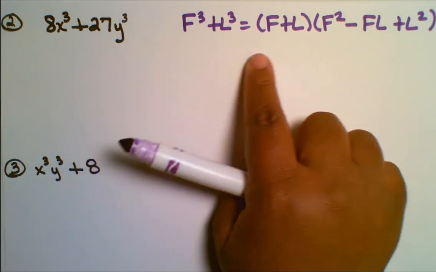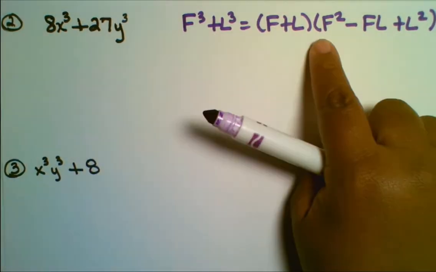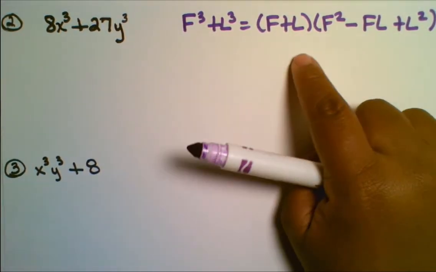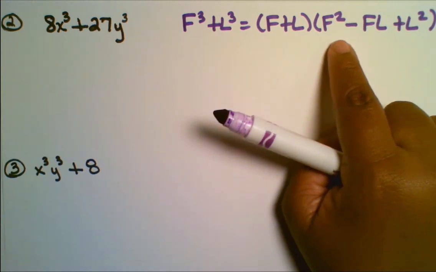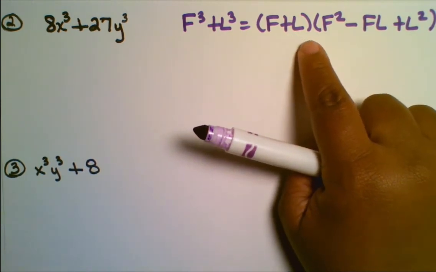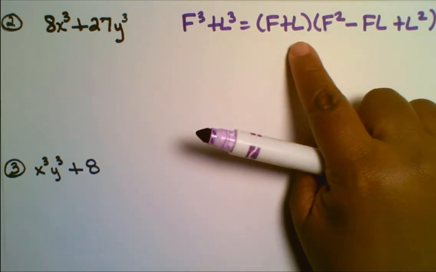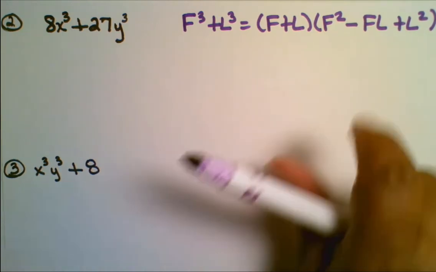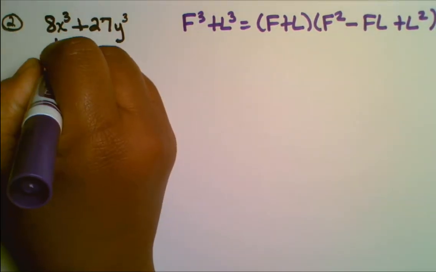So I already have the pattern that's in front of us. So we could go ahead and fill in. First, we need to find F and L so we can fill into this particular formula. So let's look at the first term.